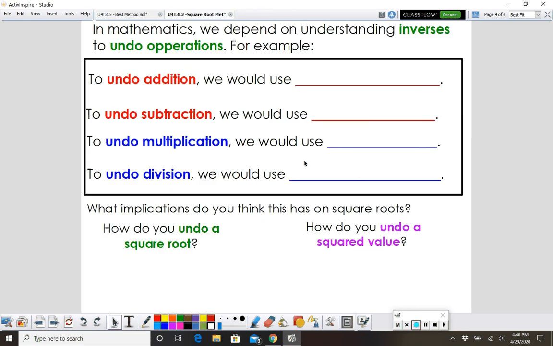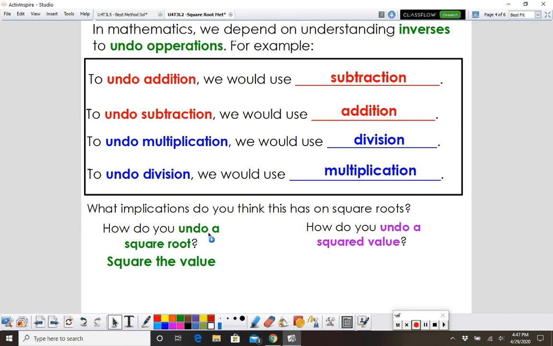So now that we have all that, let's review our inverses really quickly, and then we'll be ready to solve using our square root method. Remember, when we're doing operations and we want to undo them, we have to use their inverse. The inverse of addition is subtraction, and the inverse of subtraction is addition. When we want to undo multiplication, we use division, and if we want to undo division, we use multiplication. So these square roots and squares are also inverses. How do you undo a square root? Well, to undo a square root, you would square the value.